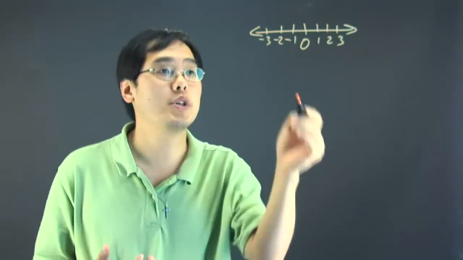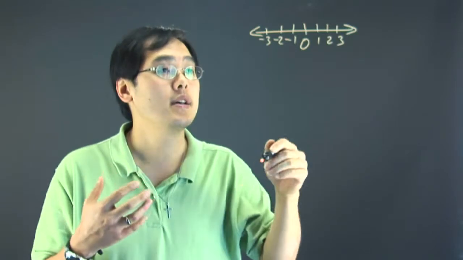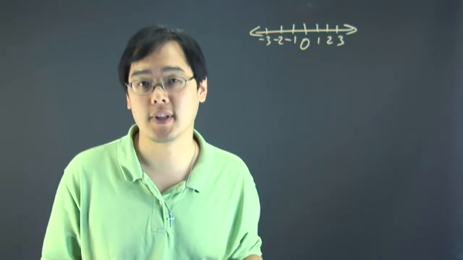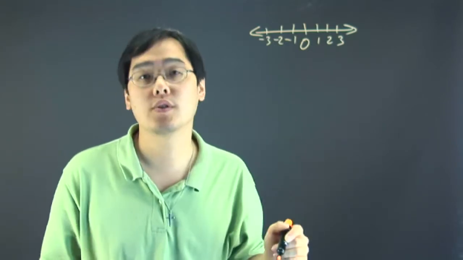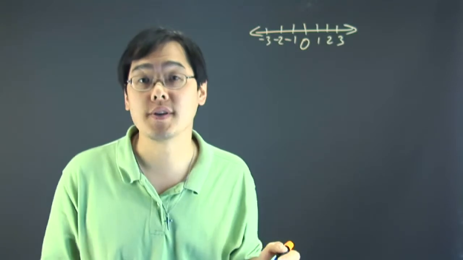Now, oftentimes you'll be using this number line graph to graph inequalities, greater than or equal to, less than or equal to, or greater than or strictly less than. And you'll be working with open circles, closed circles, depending on the situation. Now, that's for one-dimensional inequalities.